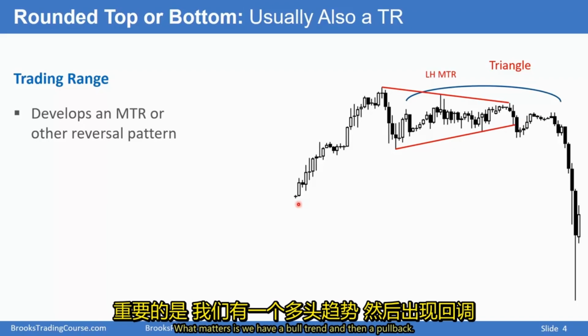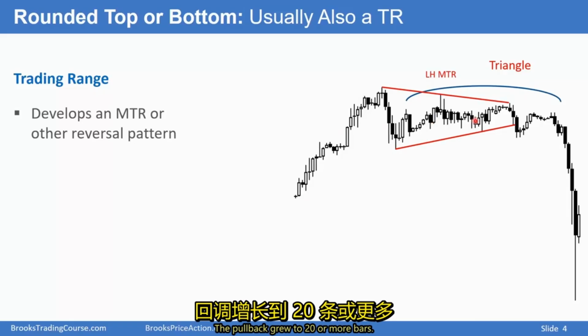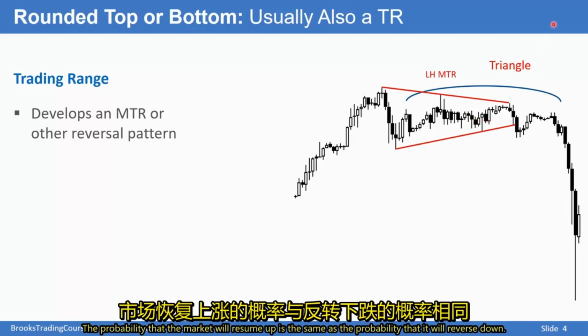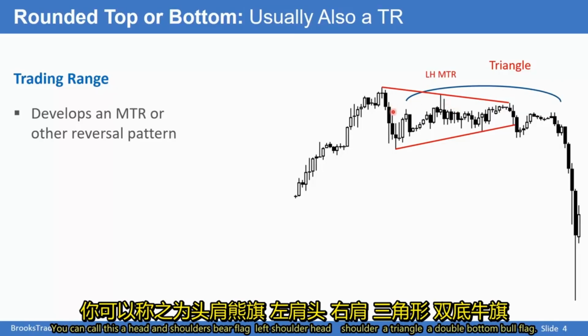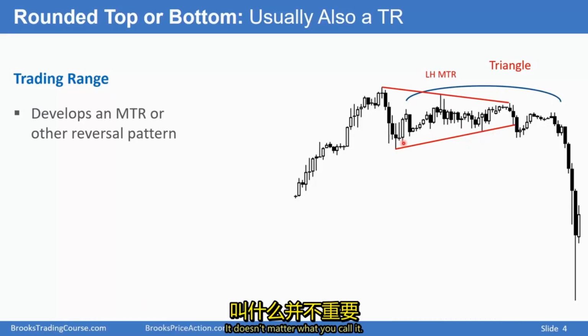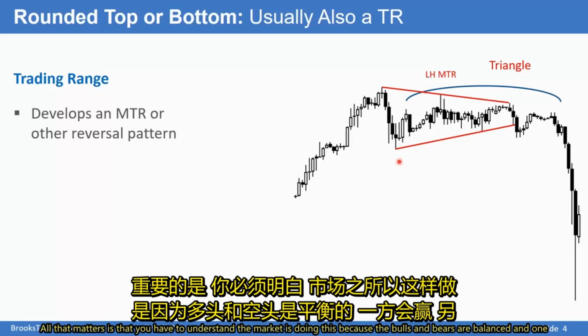What matters is we have a bull trend and then a pullback. The pullback grew to 20 or more bars. The probability that the market will resume up is the same as the probability that it will reverse down. And there are different patterns within trading ranges. You can call this a head and shoulders bear flag, left shoulder, head, right shoulder, a triangle, a double bottom bull flag. It doesn't matter what you call it. All that matters is that you have to understand the market is doing this because the bulls and bears are balanced, and one side will win and the other side will lose, 50-50 chance.